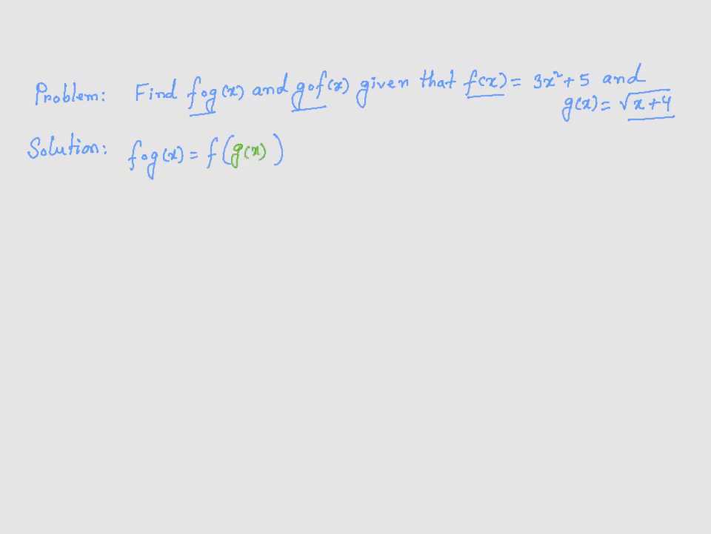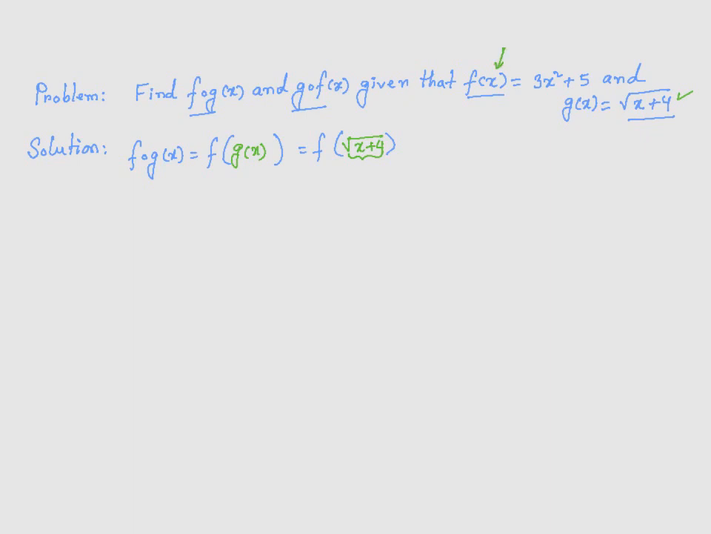Now what is my g of x? We need to look at that. f of g of x. My g of x is square root of x plus 4. So I am going to put square root of x plus 4. Then what does f do to its input? So now let's look at f. This whole thing is an input to the function f. So f has an input square root of x plus 4.